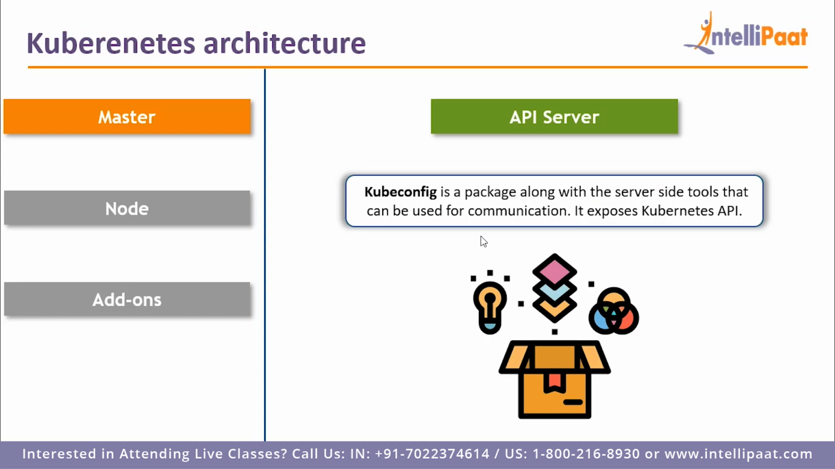And then there is a kubeconfig package along with the server side tools that can be used for communication. What that kubeconfig basically does is expose the Kubernetes API. By exposing, I mean there are some things which stay internal and some things that you expose, which are publicly available that you can see from the outside. So the kubeconfig package lets you expose your API so that others can reach it from the outside, right?